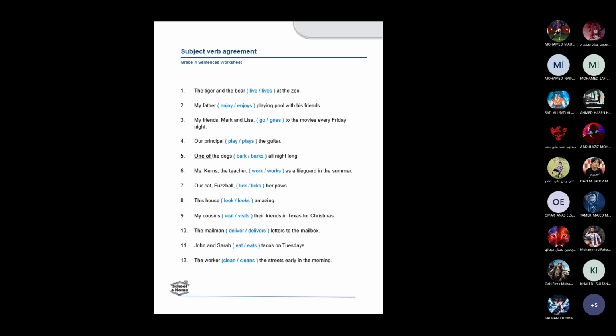Abdullah Mishal, number four is wrong. Fix it. And number seven is wrong. I don't know what the confusion is in number four and number seven, guys. Number four, we say our principal. It's one principal, our manager. We talk about our manager. It's one person. So it must be like plays. And here we talk about our cat. Our here is like a possessive adjective to describe that the cat is ours. That's it. But cat is singular. We talk about the singular cat here. So this is singular. Ali, fix it, Ali Wael.